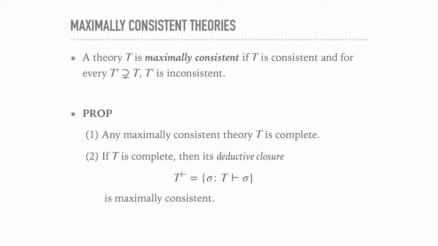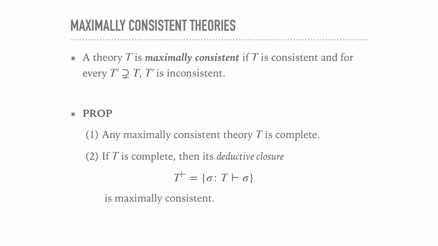It is often helpful to look at complete theories through a little bit of a different concept, namely that of maximal consistency. So a theory is maximally consistent if it is consistent and it has no proper consistent extension. And the connection with completeness is pretty straightforward, namely any maximally consistent theory is complete. And if T is a complete theory, then the deductive closure of T, so looking at all the sentences that T can prove, is maximally consistent.